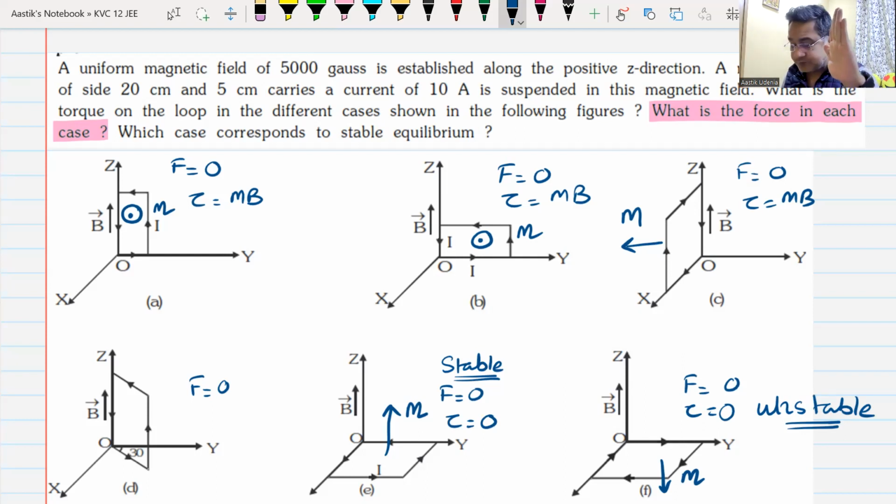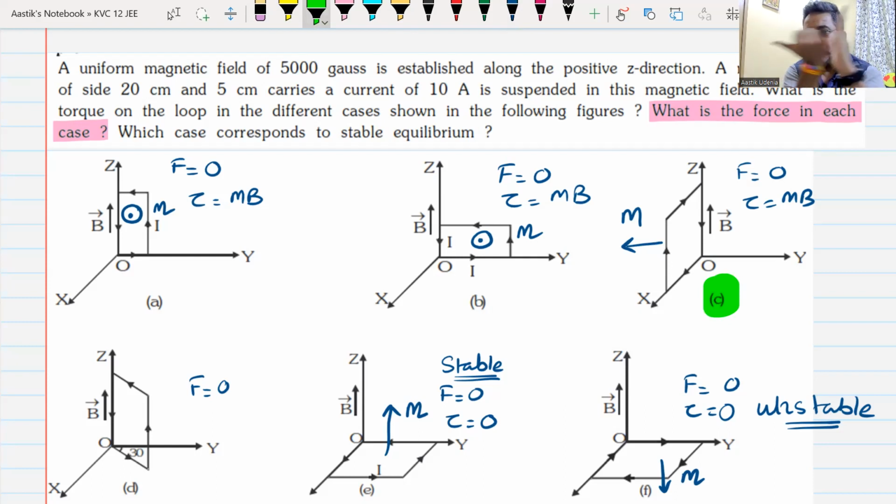This loop is in the xz plane. If you look at case number 3, this loop was along the zx axis. So the angle between magnetic field and this loop was 90 degrees. Do we understand this? But now this loop has been turned.